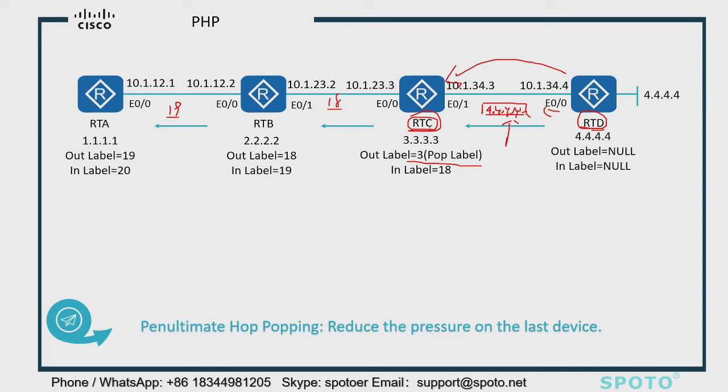Just like how can the routers establish the LDP label? How can the routers exchange the label? If you want to learn these details, don't miss our SPOTO sharing class about the LDP.